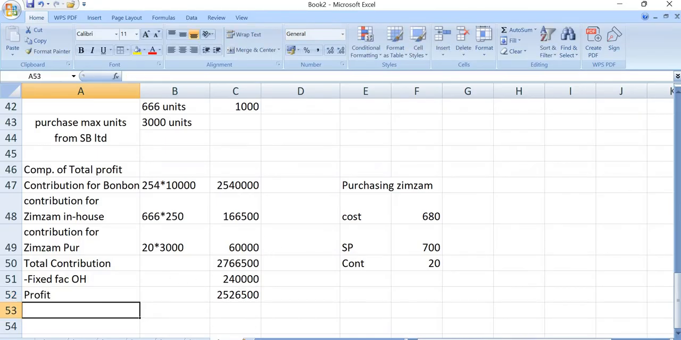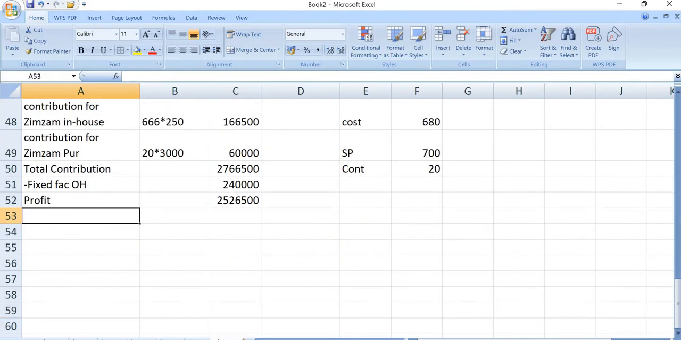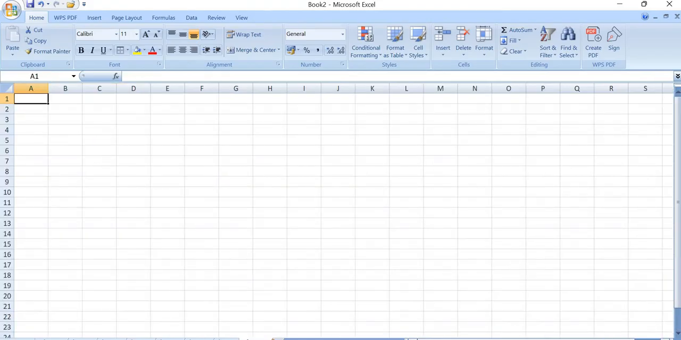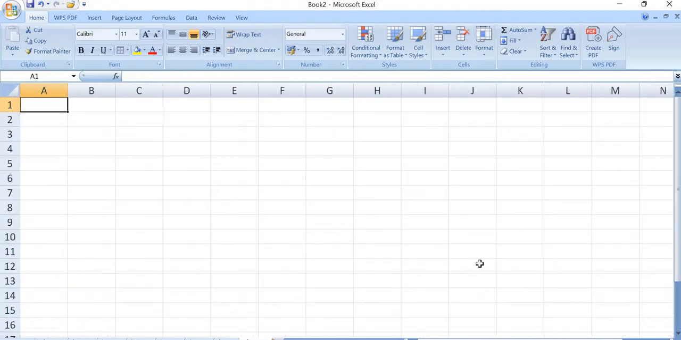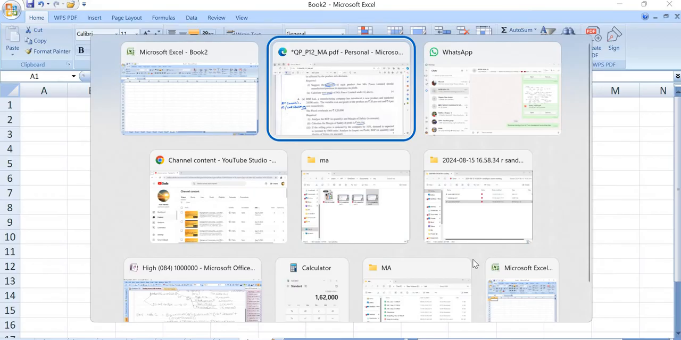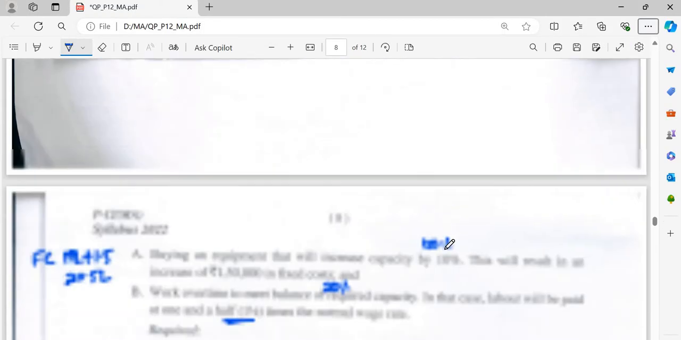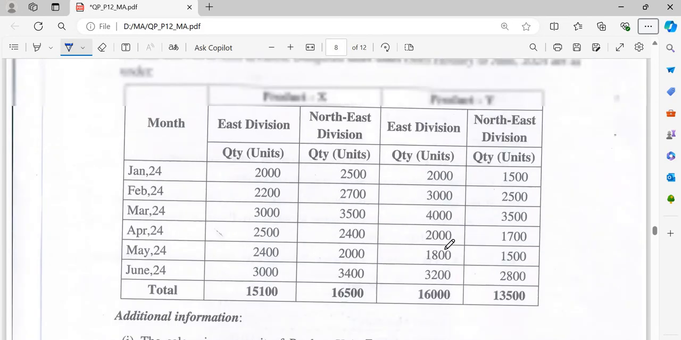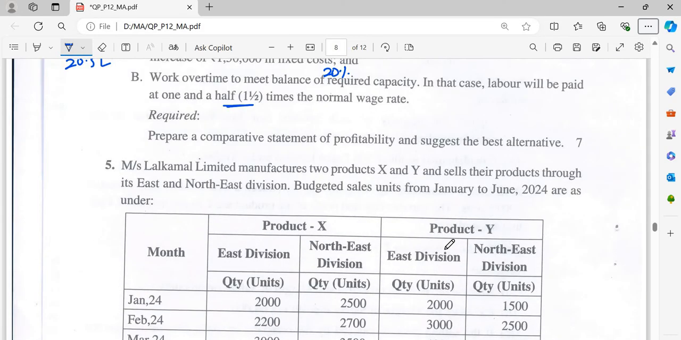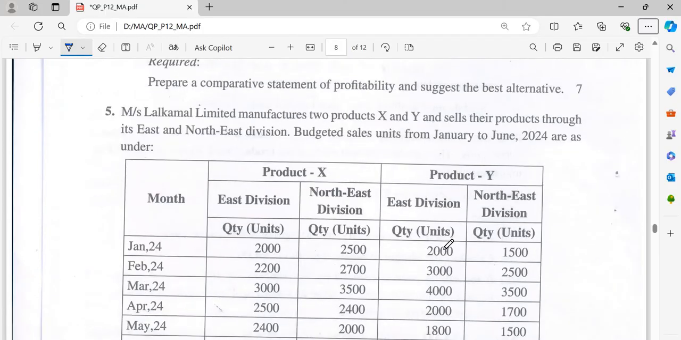So for me it took 30 minutes using Excel calculations. So please plan your questions accordingly so that you will be getting maximum marks. So it will hardly take 45 minutes at least. So please think twice before attending this type of questions. Okay, next question number 5.